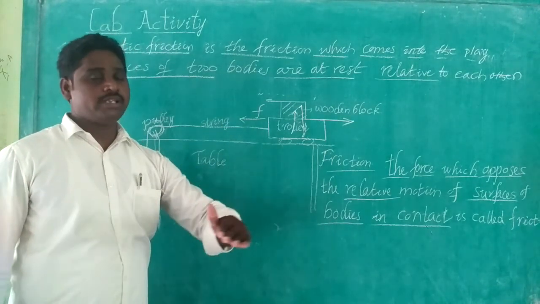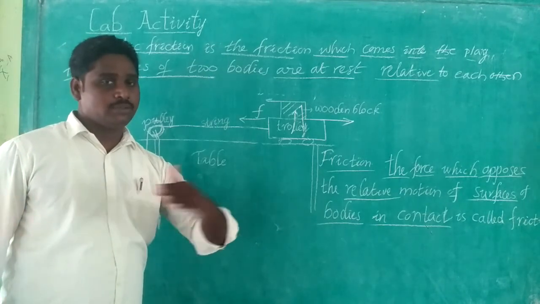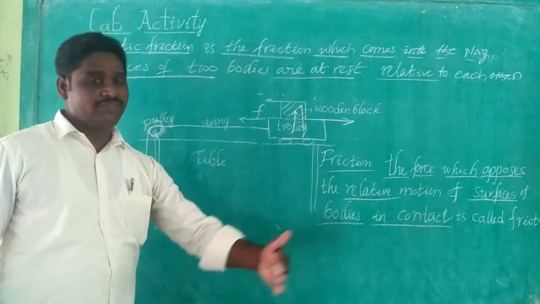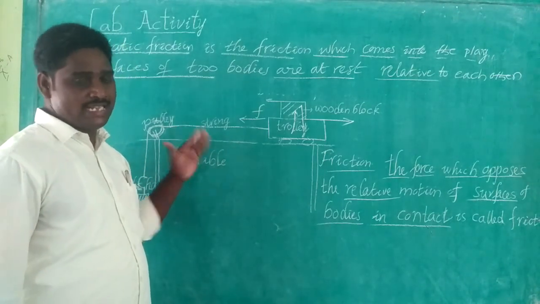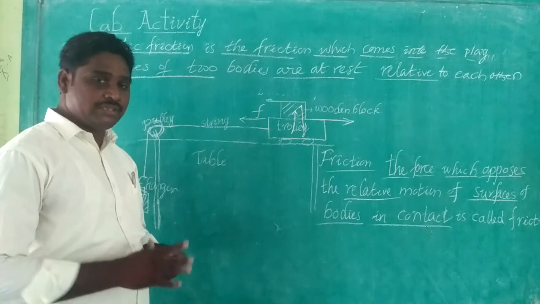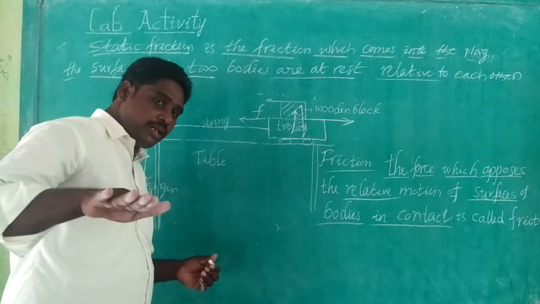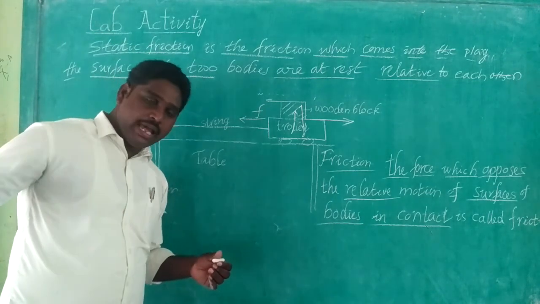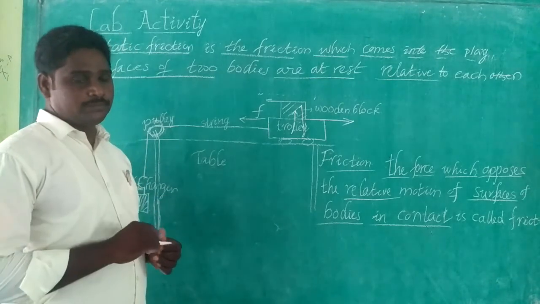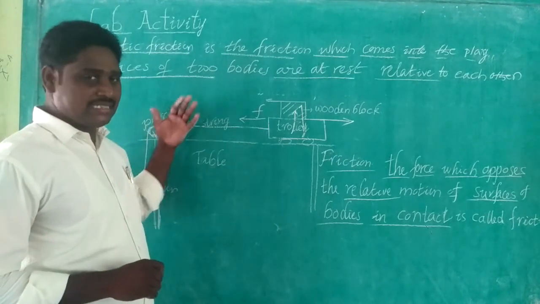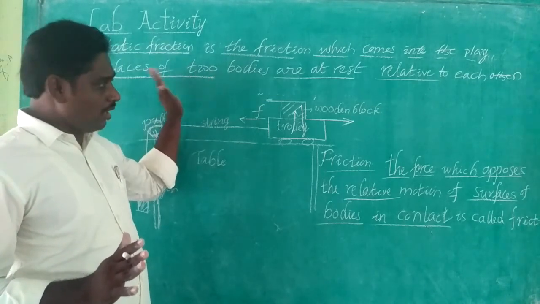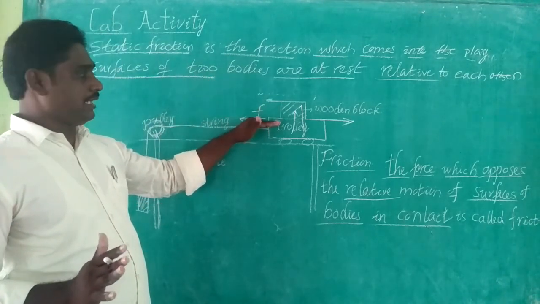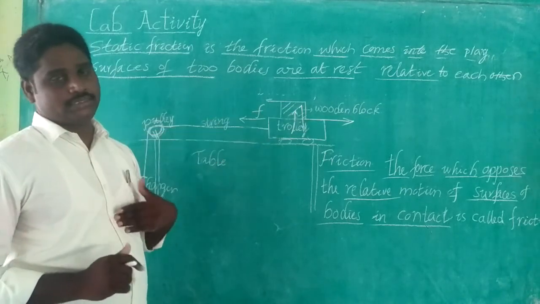Let's push it. What happens? The book is in motion relative to the surface of the table. What kind of friction is present? Sliding friction. Sliding friction means an object is in motion on the surface of another object. Static friction means the surfaces of both bodies are at rest relative to each other.